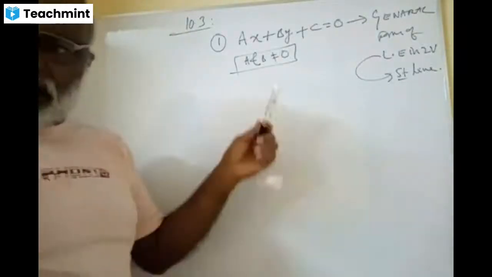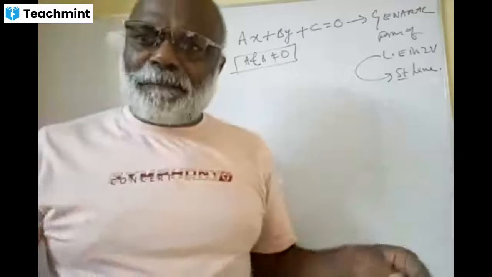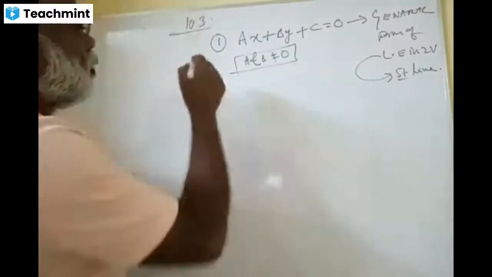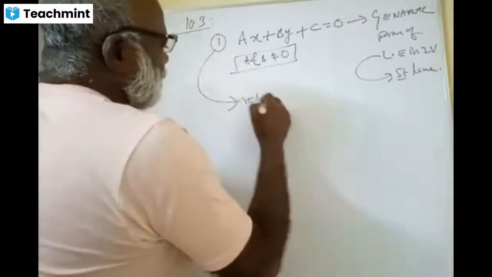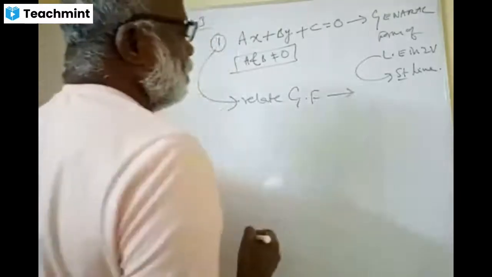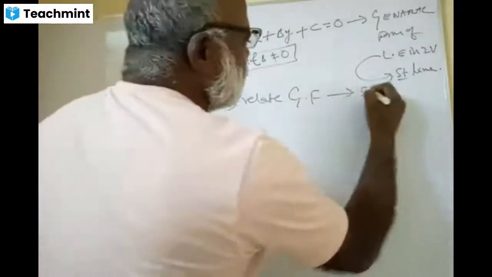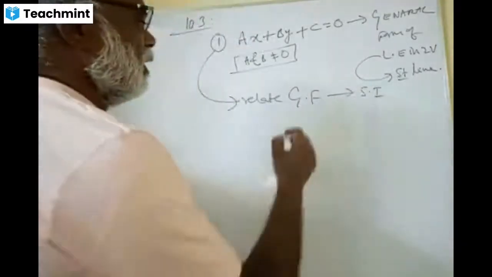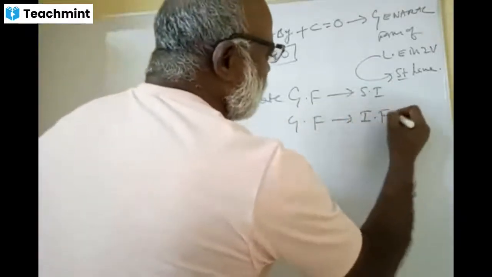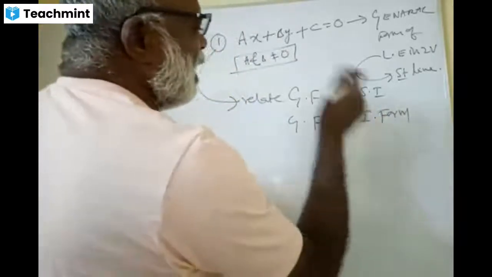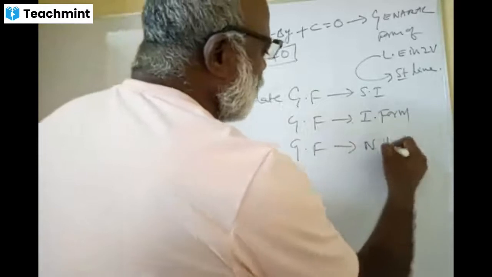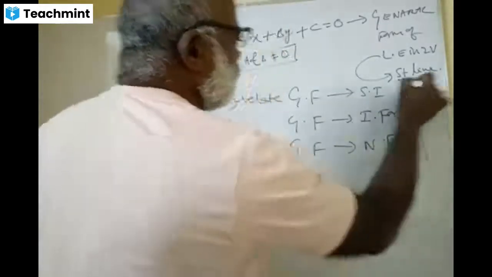We already know this, but the purpose of doing this is, I'll tell you: how do you relate the general form to the slope intercept form, relate the general form to the intercept form, and relate the general form to the normal form. Yes, this is what we are going to learn.